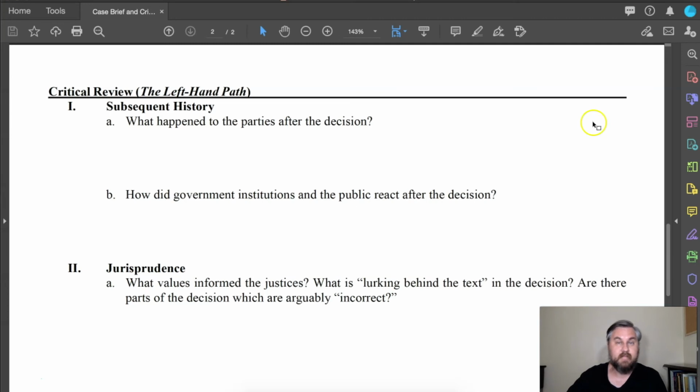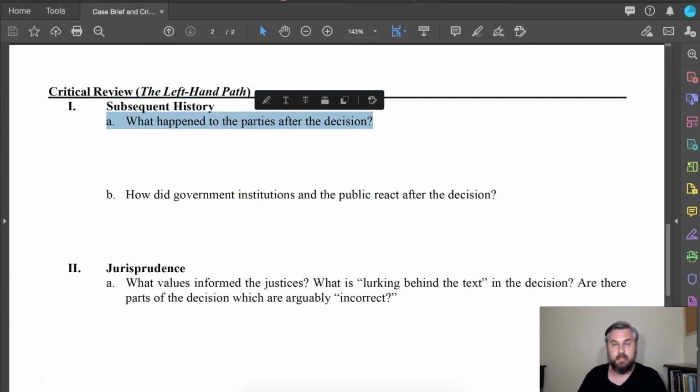So, on this left-hand path, or this critical review, I've broken it down into two sections. The first part you want to do is to consider the subsequent history. Oftentimes, once the cases are decided, most people don't go look and see what happens to the parties and to the various players involved. So you might want to ask yourself, all right, what happened to the parties after trial?